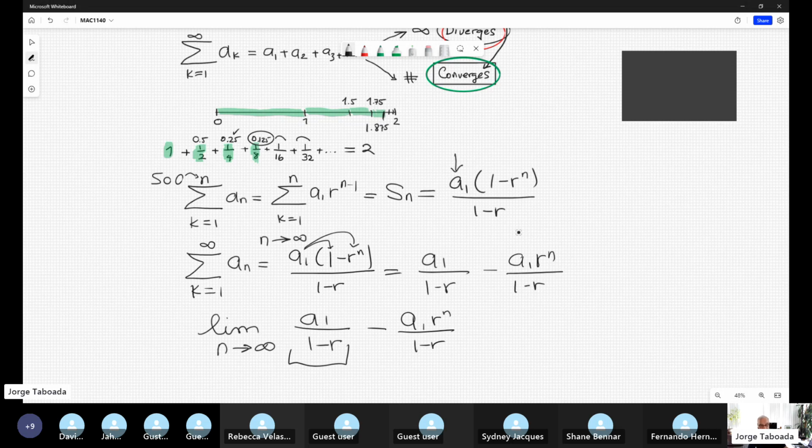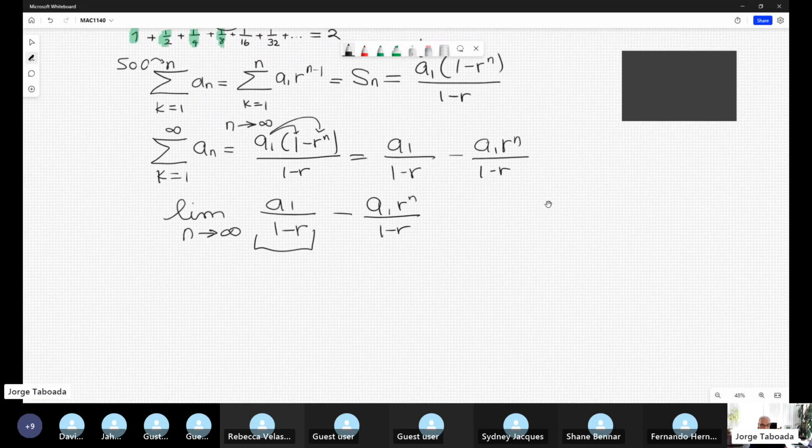Let me try to evaluate using my imagination, because you are not familiar with the limit. This is calculus 1. So now, let me focus on this part: r to the n, limit when n approaches infinity. Suppose r is a number bigger than 1. And suppose 2, to understand. You apply the limit of 2 to the n.